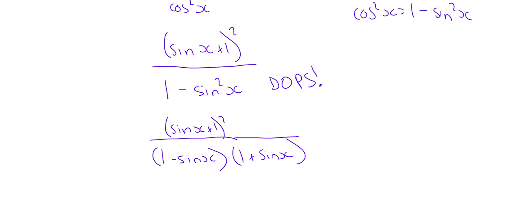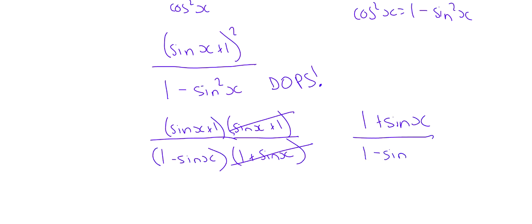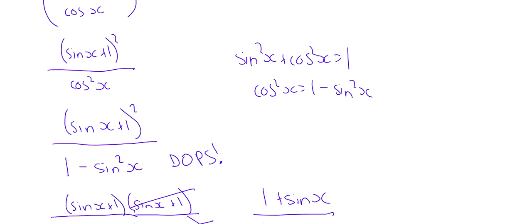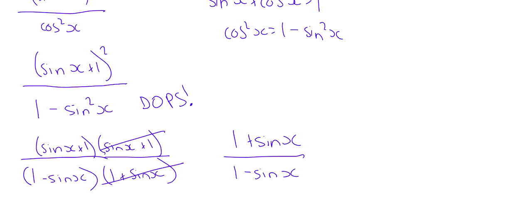And another way to write this is that there's two of these, right? Anything squared means there are two brackets. And now I've got matching brackets. Doesn't matter which way around they are, they're just adding. So now I have 1 plus sine x, or sine x plus 1, doesn't make a difference, over 1 minus sine x. And that was what we were looking for. Yay! All right, so this is our final answer.